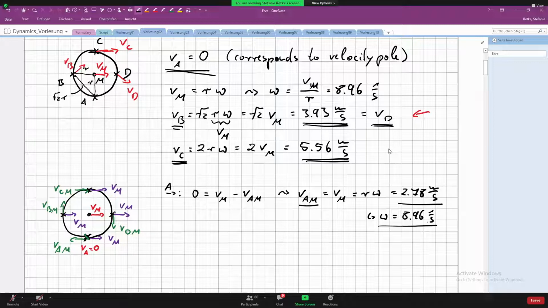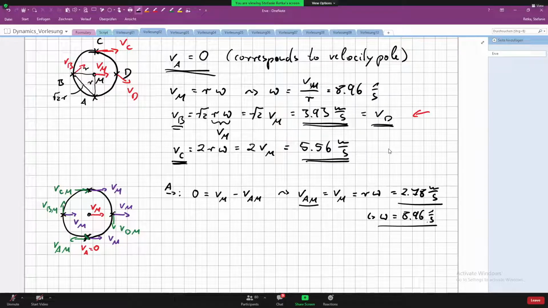Do we get the same size of the velocity? No, because it's a different distance, 2 times the radius. We will see this here in the example as well.